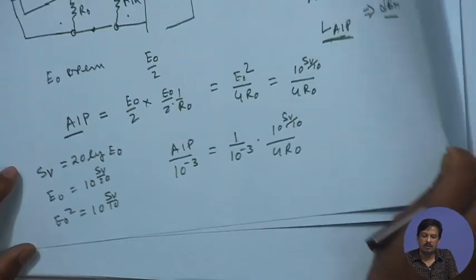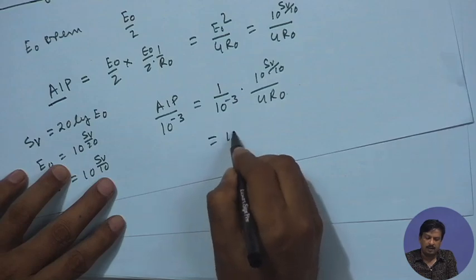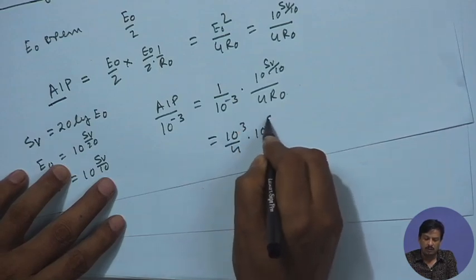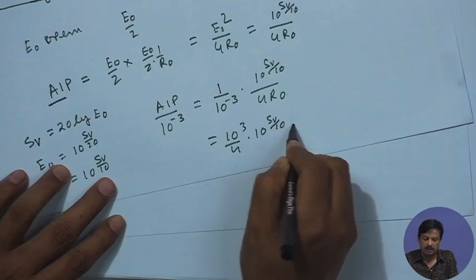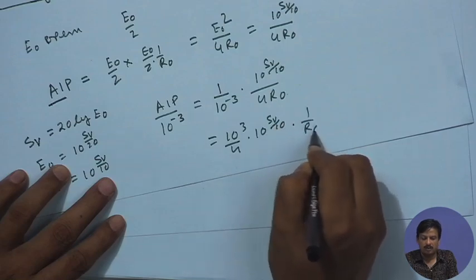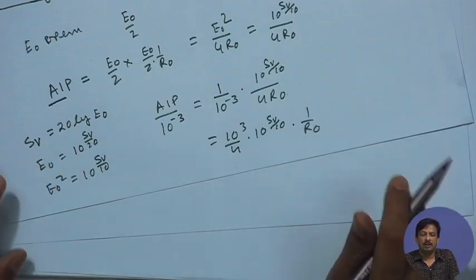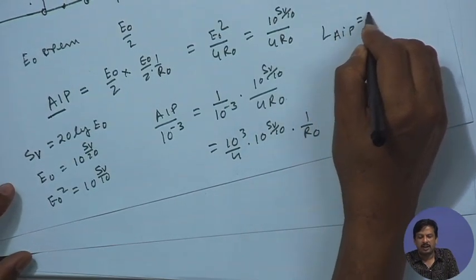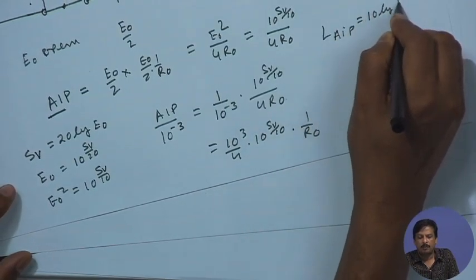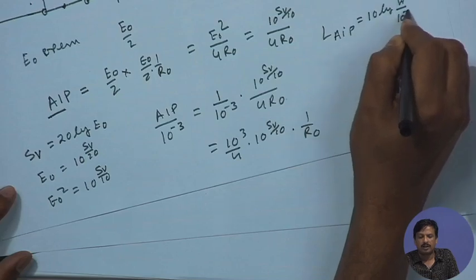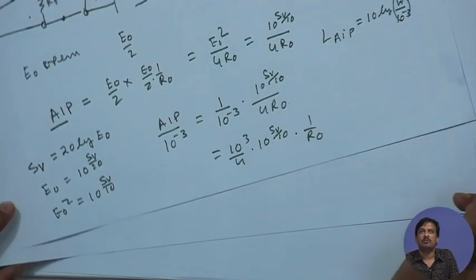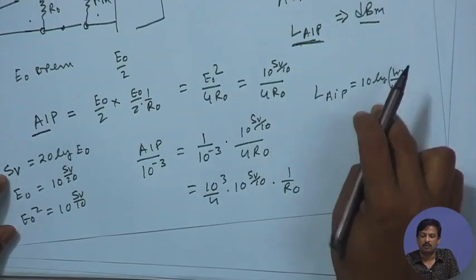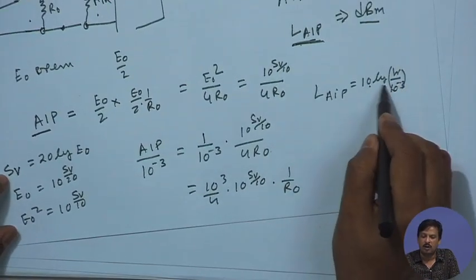So, it is nothing but 10 to the power 3 by 4 into 10 to the power SB by 10 into 1 by R0. Okay. So, what is LAIP? LAIP is nothing but 10 log of power divided by 10 to the power minus 3. This part I have known, and this part I have known. I have to then take the log and multiply by 10.